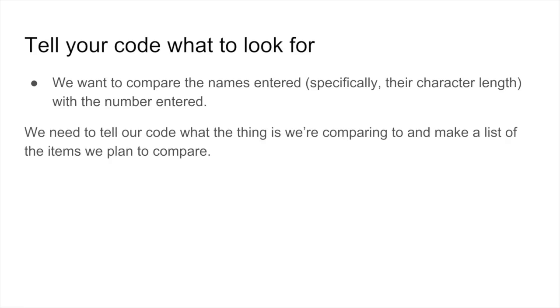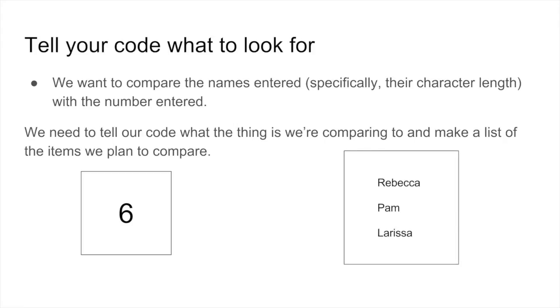The next thing we need to do is we need to tell our code what to look for. So we need to tell it what we want it to do. So what we want it to do is we want to compare the number of characters in each name with the number that they entered. So we need to say, okay, let's take this first field. This is the number that we want to compare things to. And then the names that we're entering, let's put those in a list so that we can look through them easily. And then let's figure out how they relate to each other.